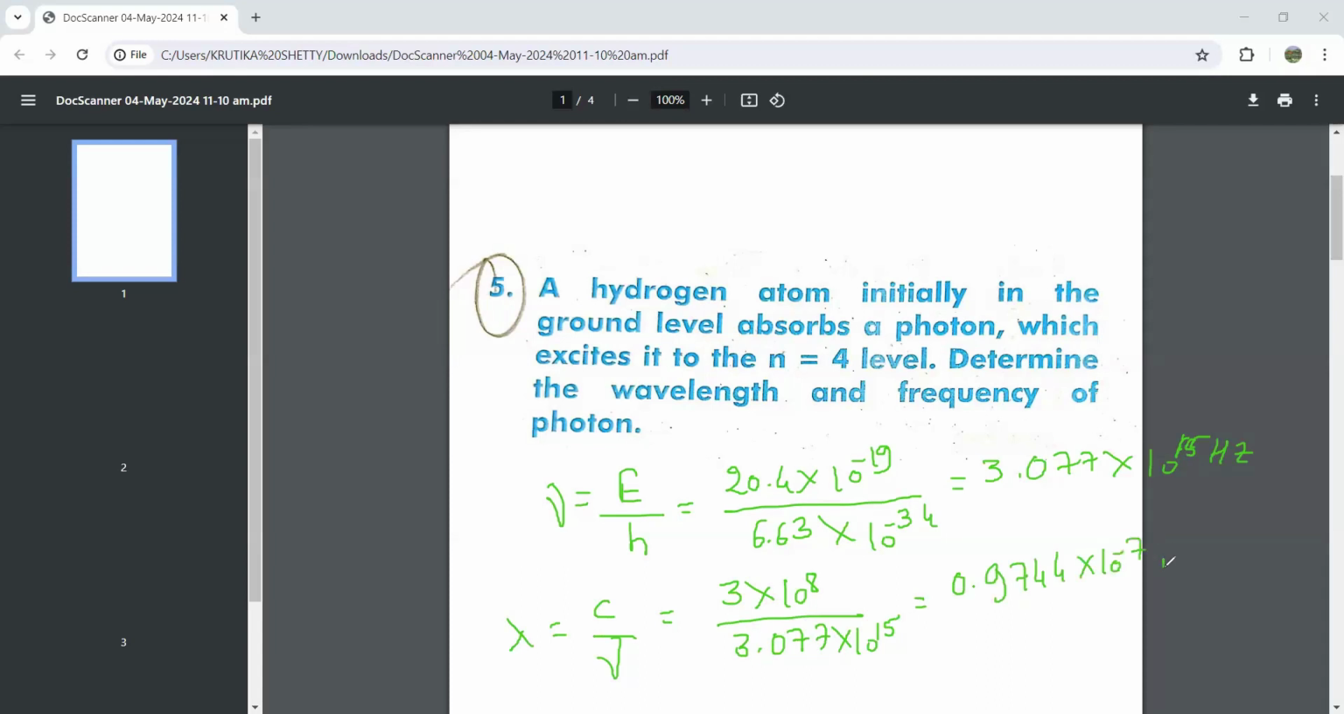So wavelength, the unit is what? It is meter. If I shift the decimal, I can write in angstrom also. It is 974.4 angstrom. Copy down the wavelength and the frequency value. We will go for the next question.